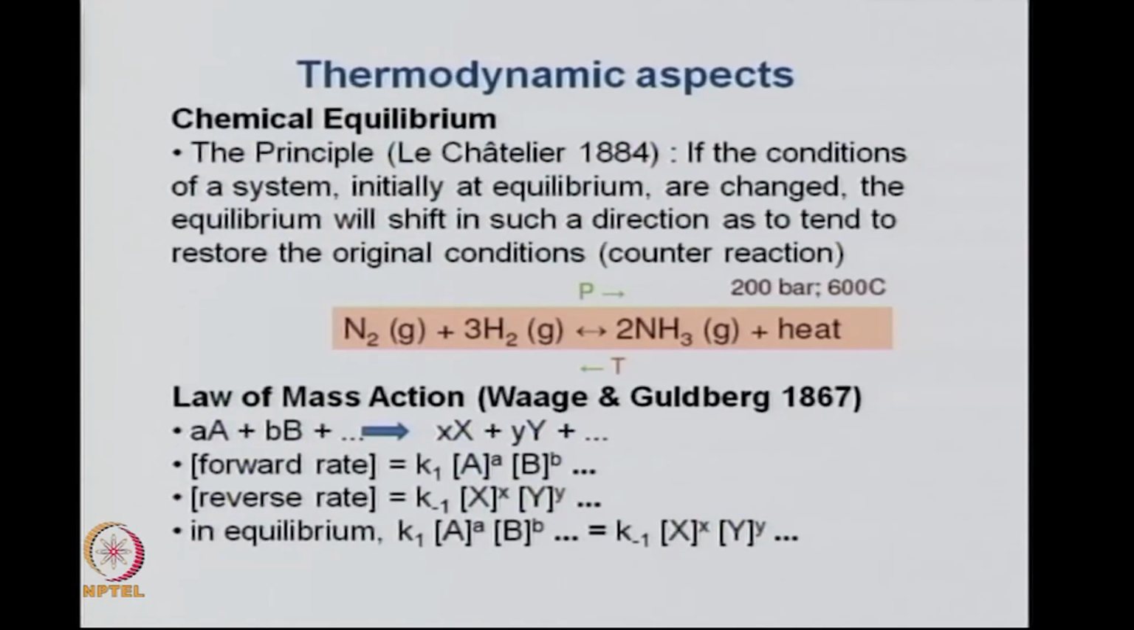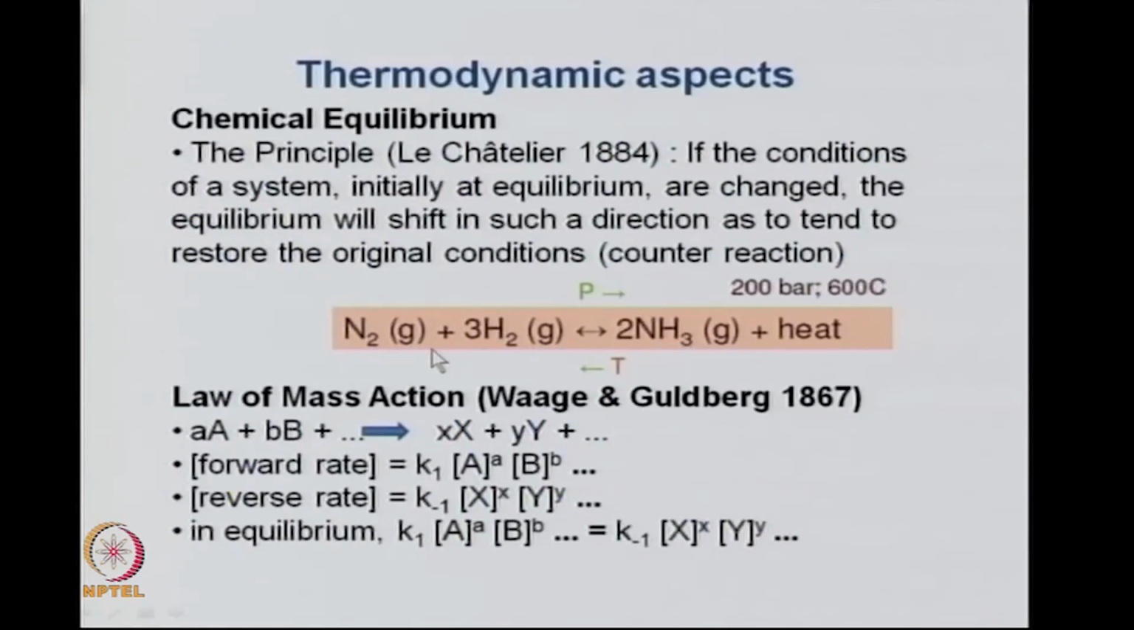The other important thermodynamic aspect is the well known chemical equilibrium principle given by Le Chatelier, that if the conditions of a system initially at equilibrium are changed, the equilibrium will shift in such a direction as to restore the original conditions. So, what happens typically in reactions where gaseous molecules are involved, you can assume this well known reaction for ammonia formation, where all the three reactants and products are gaseous species. So, you have nitrogen gas, hydrogen gas and ammonia gas.